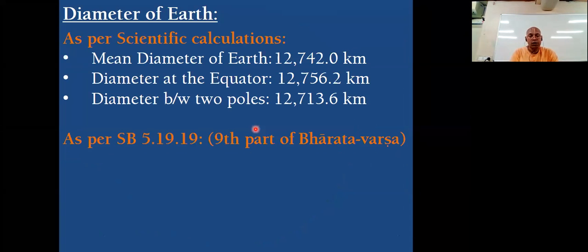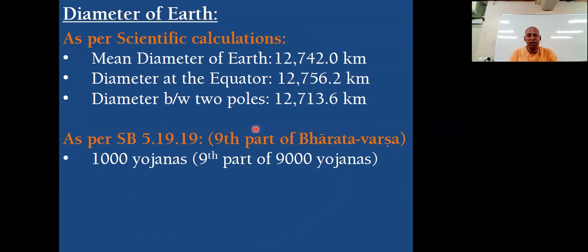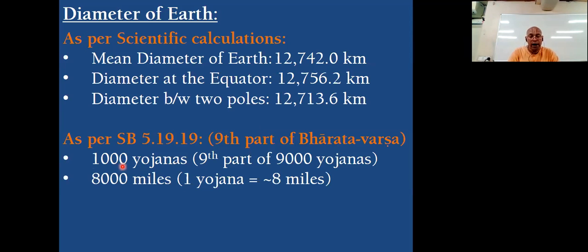But as per Srimad Bhagavatam and the details given in other Puranas, the entire width of Bharatavarsha is 9,000 yojanas. The total width of Jambudvipa is 1 lakh yojanas. Bharatavarsha is 9,000 yojanas, and that has 9 parts. The 9th part is called Bharatkhanda, and its width is 1,000 yojanas from north to south. And 1 yojana is 8 miles, so it is 8,000 miles.